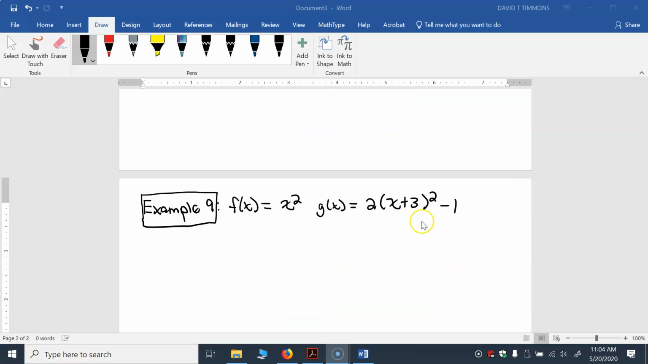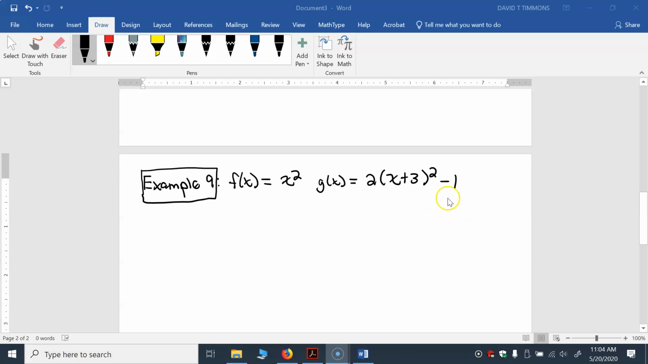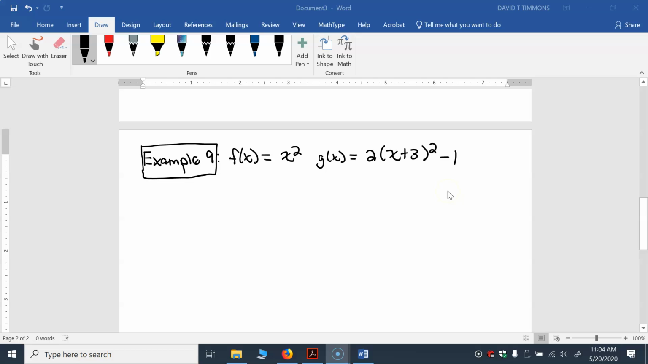Again, let's identify the individual transformations we have and identify what sequence we need to do them in and what the manipulations will be. So if we see here, this 2 is outside the argument of the function. That's really going to be a vertical stretch. Here, this plus 3 is inside the argument of the function. That's a horizontal shift. Remember, that's really a shift left 3 units. And then this is a vertical shift, down 1 unit. So let's identify those transformations, and then we'll get to the table of coordinates.